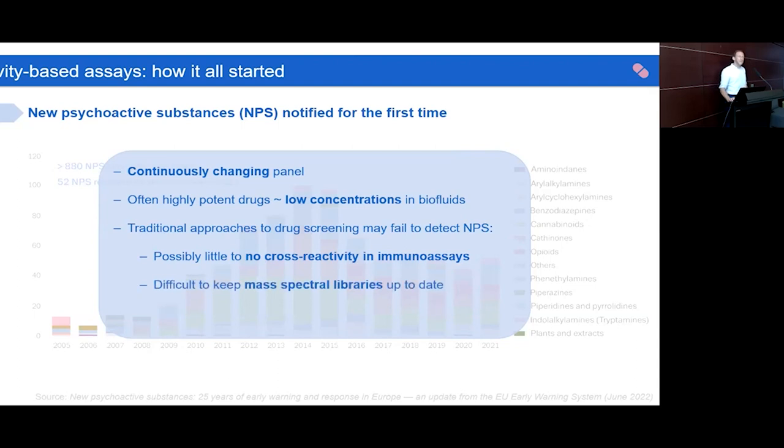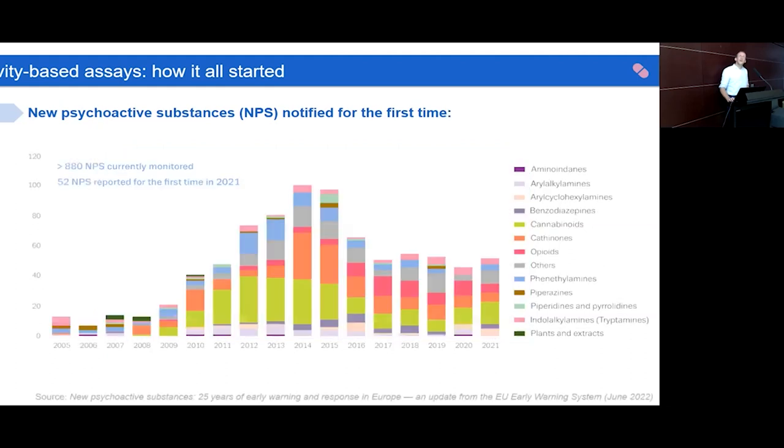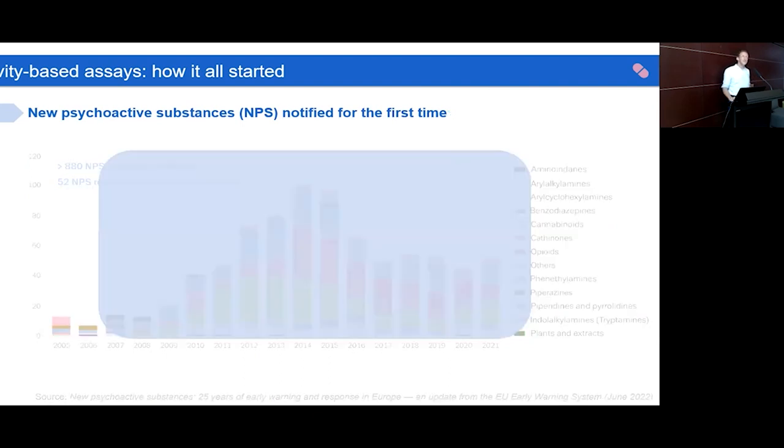It's quite difficult to keep mass spectral libraries up to date because if I go back to the graph here, in 2015 something like 100 new compounds entered the recreational drug market, meaning two new drugs every week. Now this is down to something like one new recreational drug every week. But as this is an additive thing, this is still quite substantial. At this point, we're at roughly over 1,000 new psychoactive substances that have evolved since 2005.